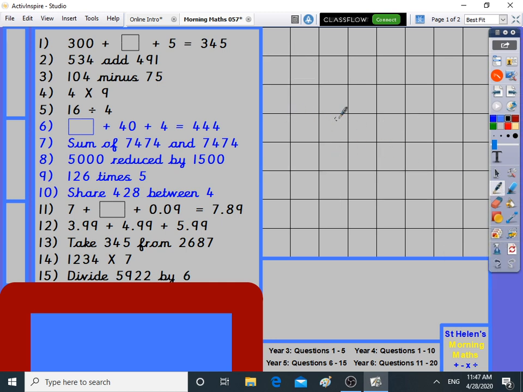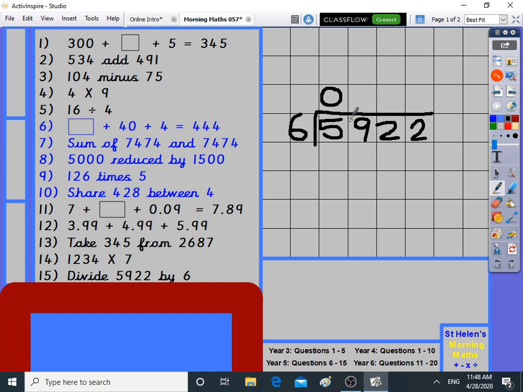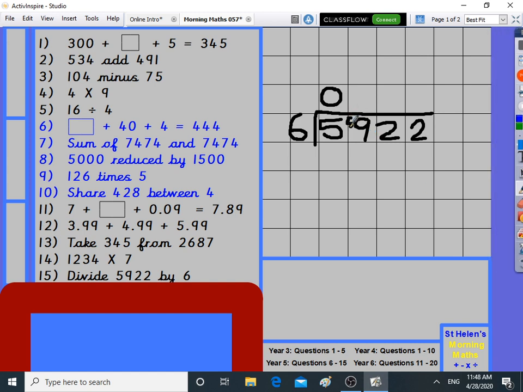Divide 5,922 by 6. So does 6 fit into 5? No, 6 is too big to fit into 5. So no, 0 for no. Carried a 5, which we didn't use. How many 6s in 59? That's a bit big for a carried 5, isn't it? I'll try and make it a bit smaller.